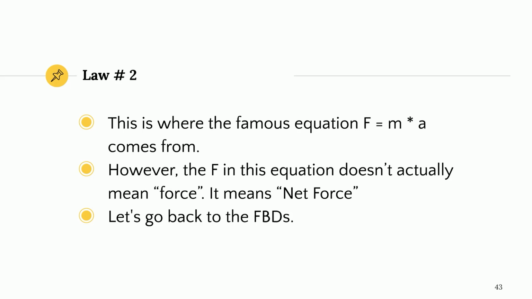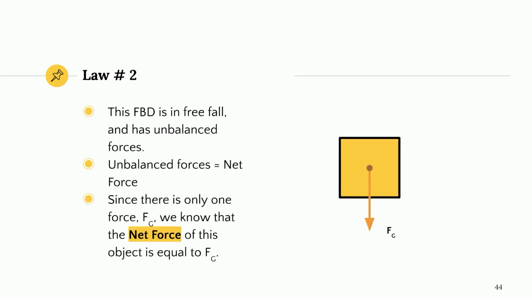Let's go back to the free body diagrams. This free body diagram is in free fall and has unbalanced forces. Now, what we got to know is that an unbalanced force means that there is a net force. If the forces aren't balanced, it means that there is a net force involved. Since there is only one force, the force of gravity, we know that the net force of this object is equal to the force of gravity.